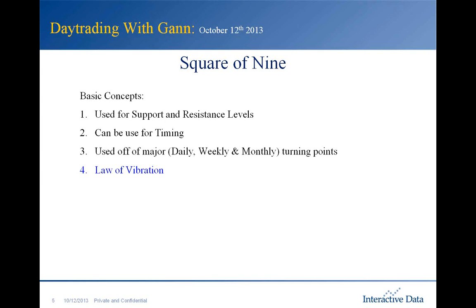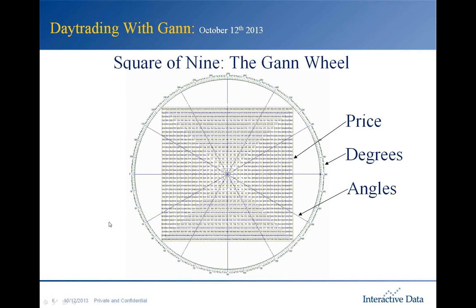Now, this will be the first time some of you have ever seen one of these before. This is a Gann wheel. This is a chart. It's very different from most traditional contemporary charts where you've got bars or candles or things like that. This is a chart nonetheless.